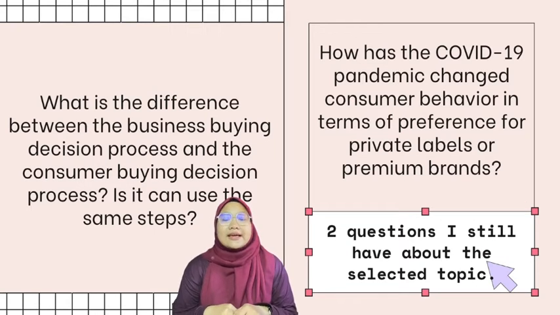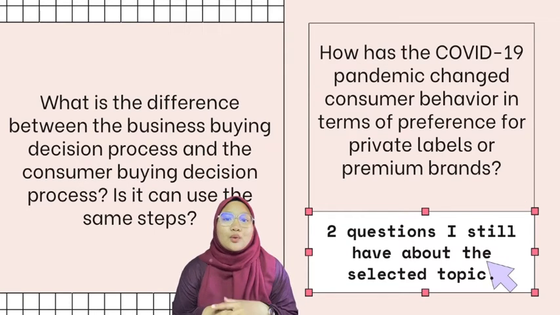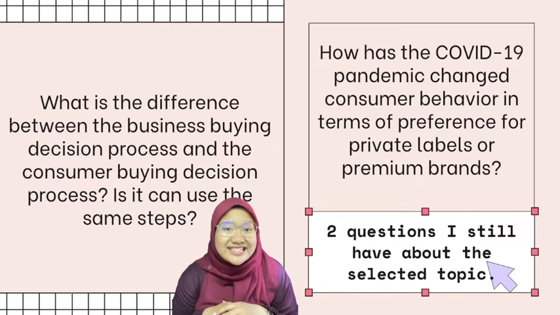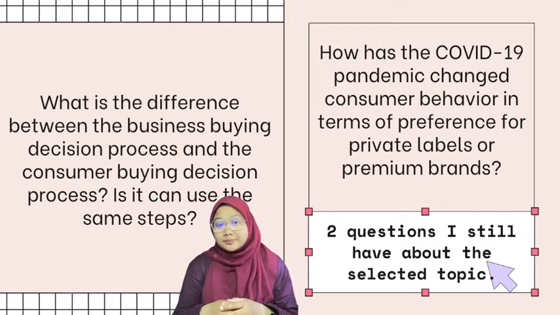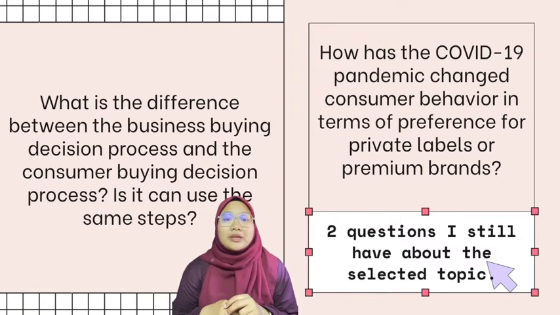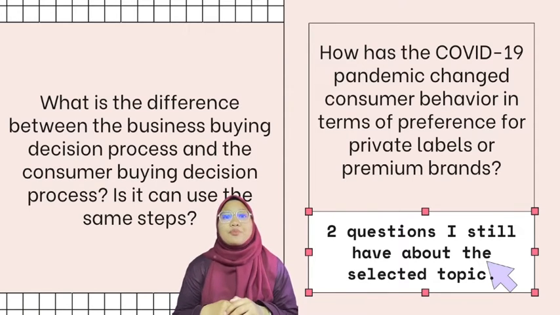2 questions that I still have about the selected topic. First, what is the difference between the business buying decision process and the consumer buying decision process? Can it use the same steps? 2, how has the COVID-19 pandemic changed consumer behavior in terms of preference for private labels or premium brands?